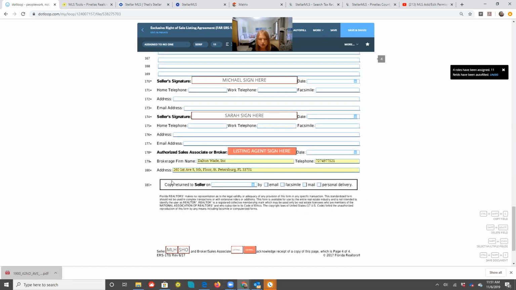I prefer that you fill this in, but if you don't, that's okay because it's electronic. Unless you get it ink signed. If you print and have them ink sign it, please write the date that you made a copy and returned it to the seller. Delivery is part of a contract. So that is the listing agreement.